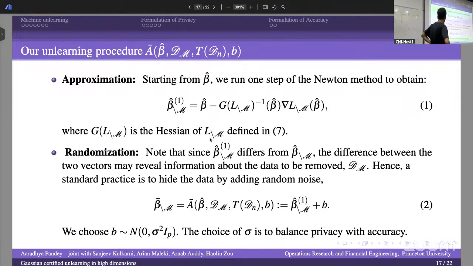Yeah, so I'm assuming that everything is happening in R to the p. So this is in the continuous world. I'm not really worried about discrete spaces. Okay. So let's see.